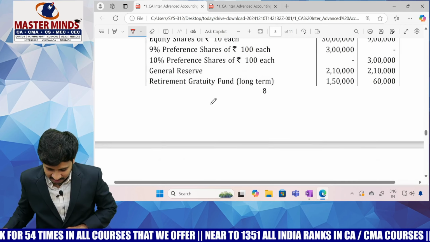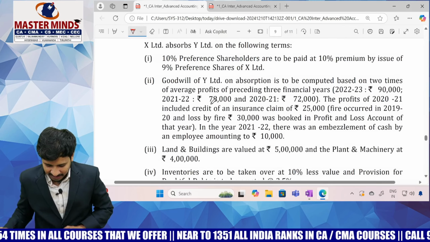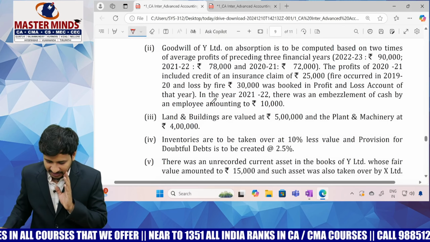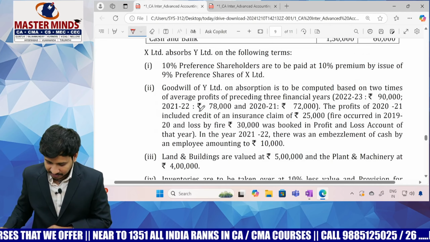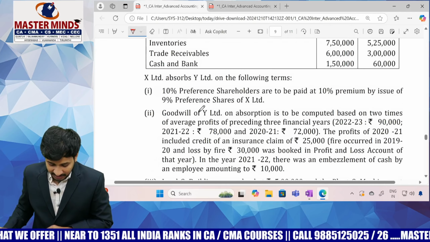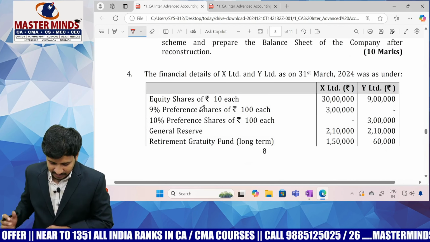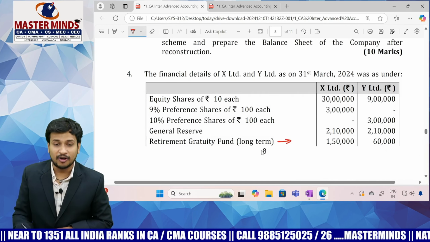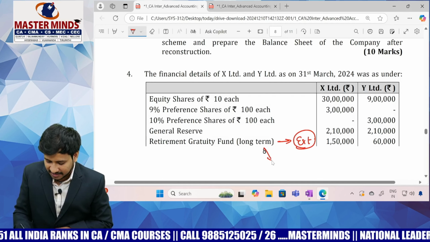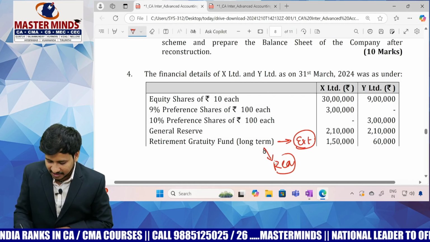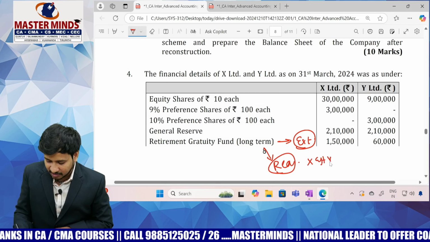Financial details, retirement gratuity fund. If I was not wrong, amalgamation. Yes. Very simple. Again, a copy-paste problem. Nothing great at all. But let me discuss some special points. Number 1, retirement gratuity fund, long term. It is an external item and hence it must be transferred to the realization account, but it should not be transferred to the equity shareholders account. Take care.